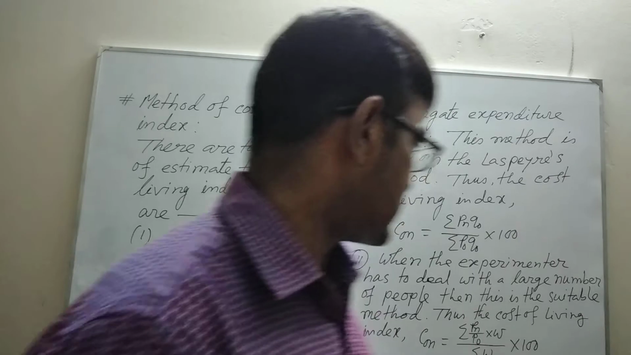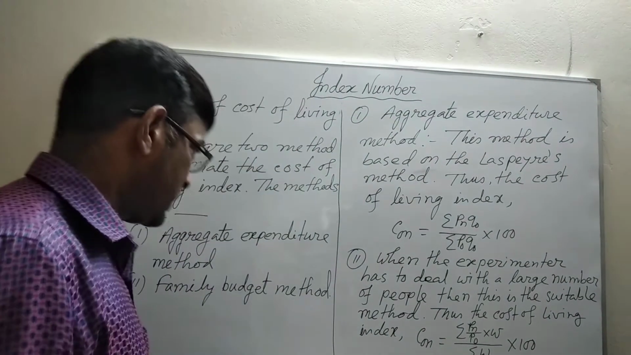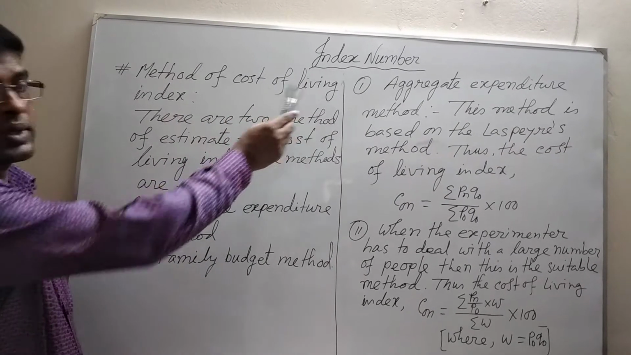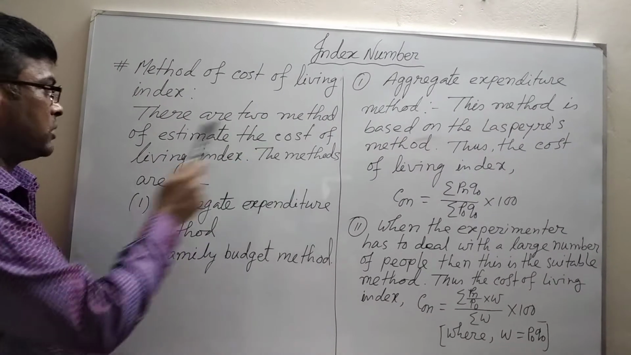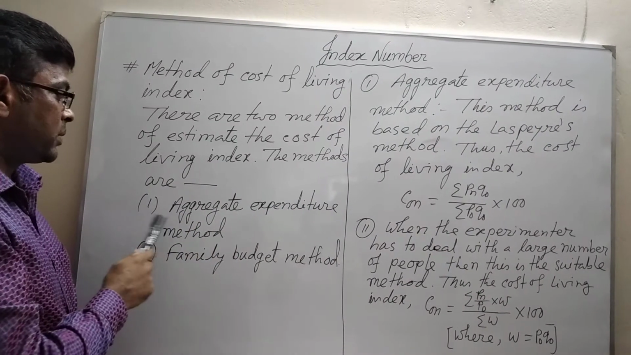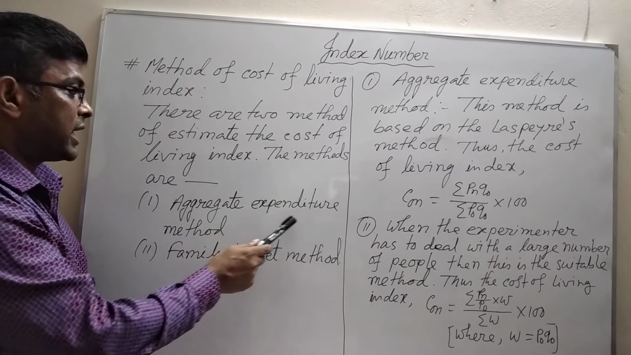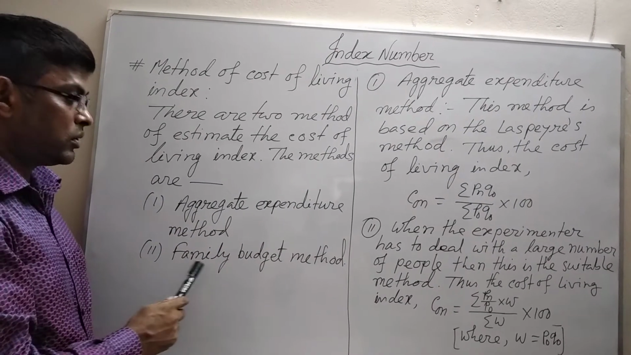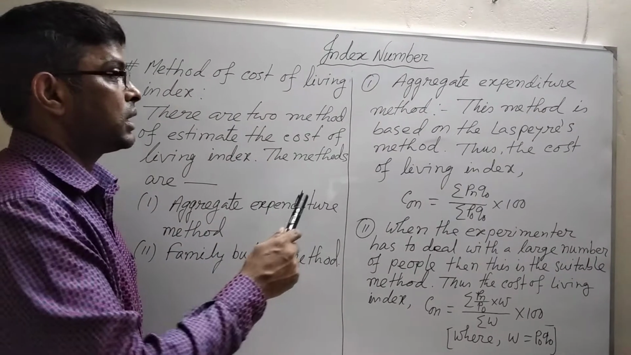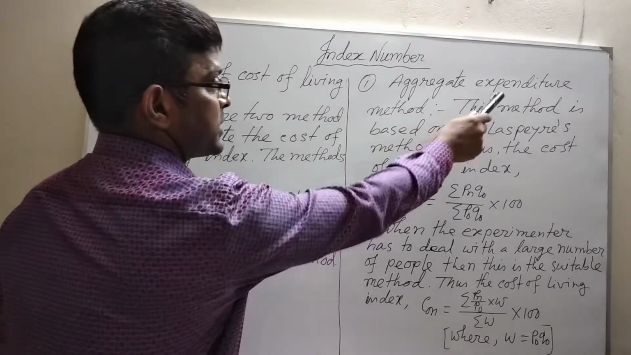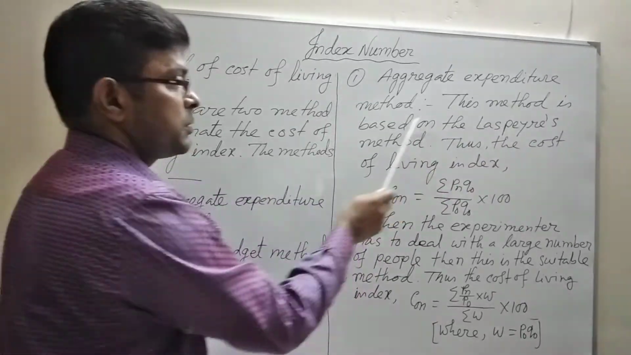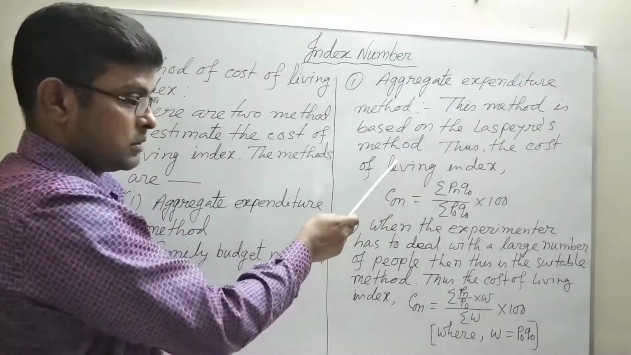Now I will start today's lecture: the methods of cost of living index. There are two methods to estimate the cost of living index. Number 1, aggregate expenditure method. Number 2, family budget method. Now, I want to discuss the aggregate expenditure method. This method is based on Laspeyres' method.